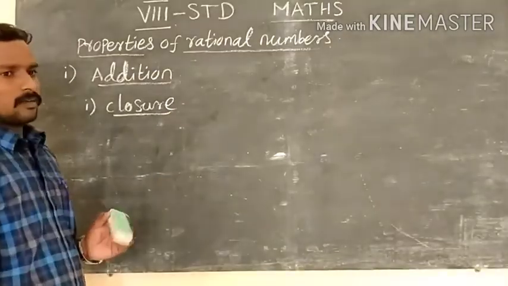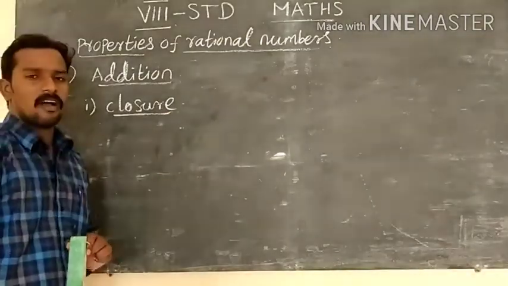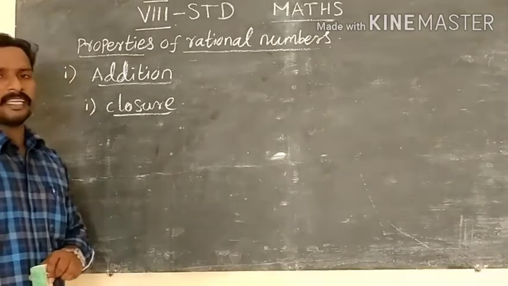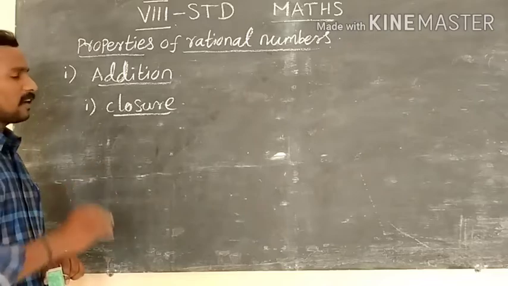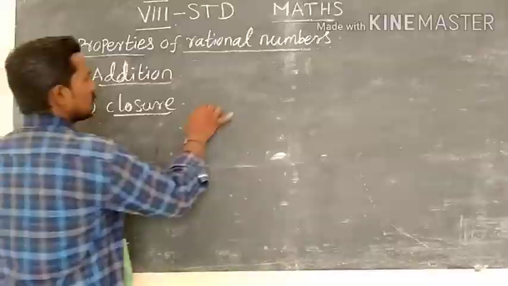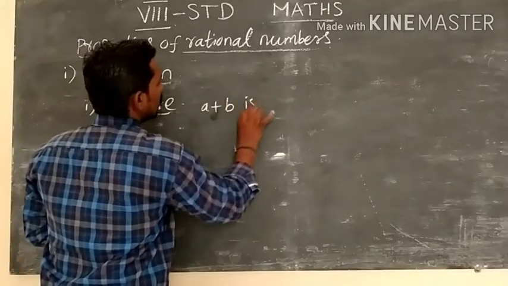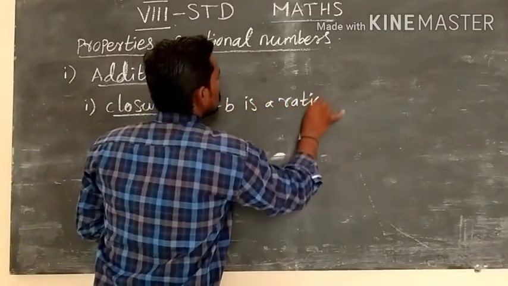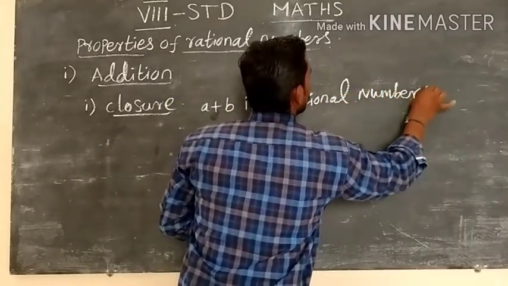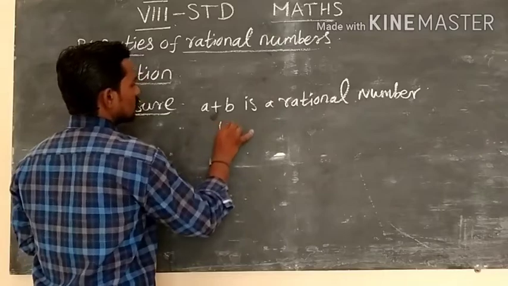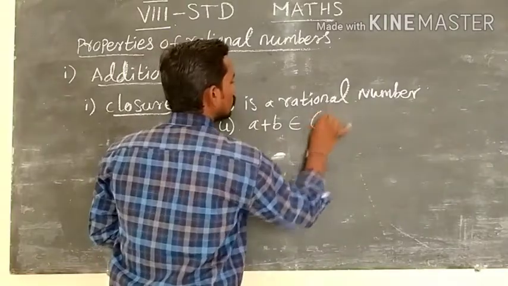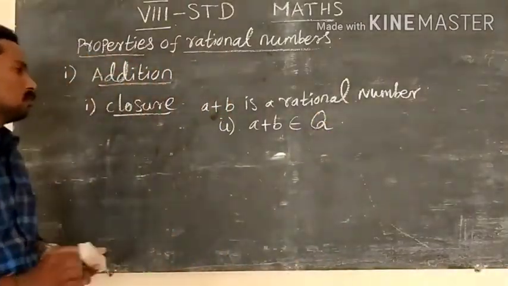Closure means if you choose any two integers or rational numbers and add them, we get another rational number. This is called the closure property. That means a plus b is a rational number. That is, a plus b belongs to Q, the rational numbers.